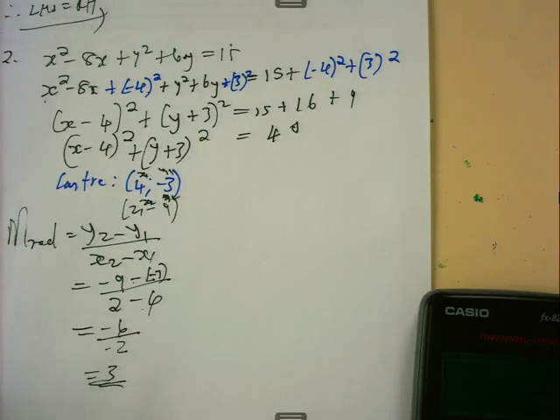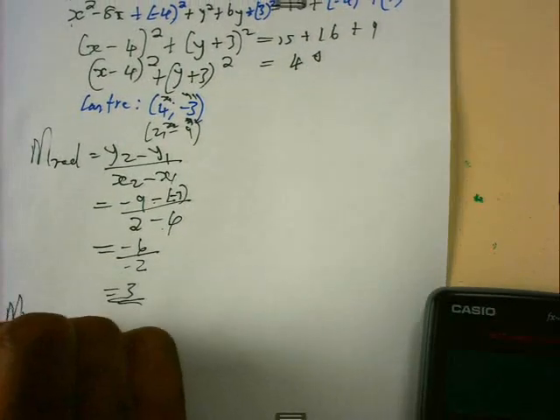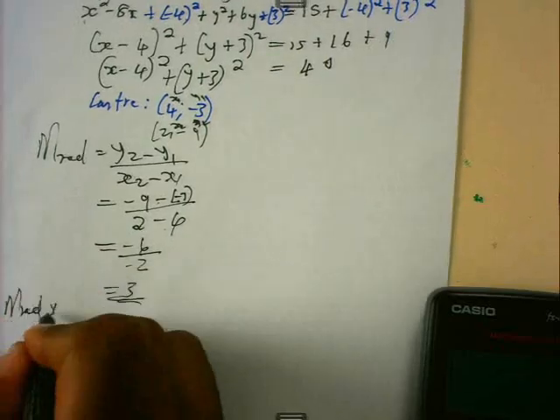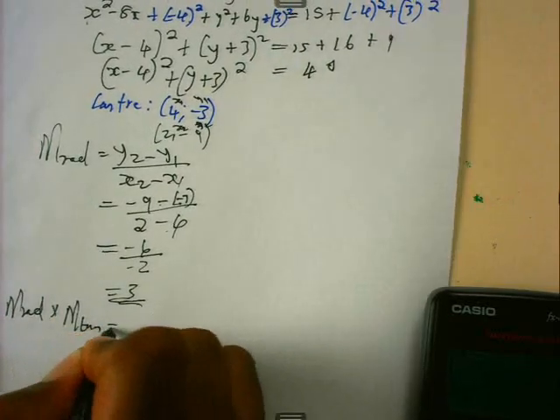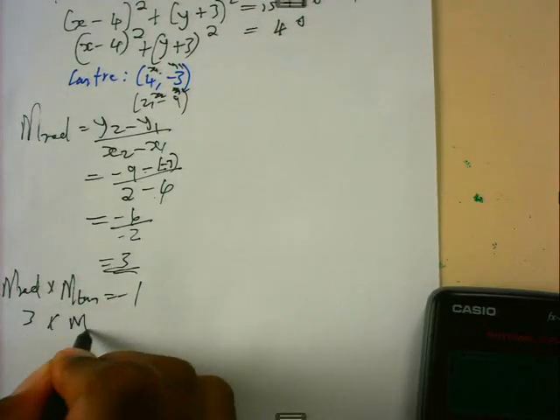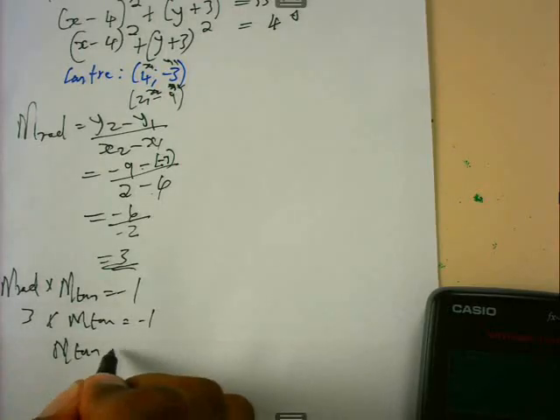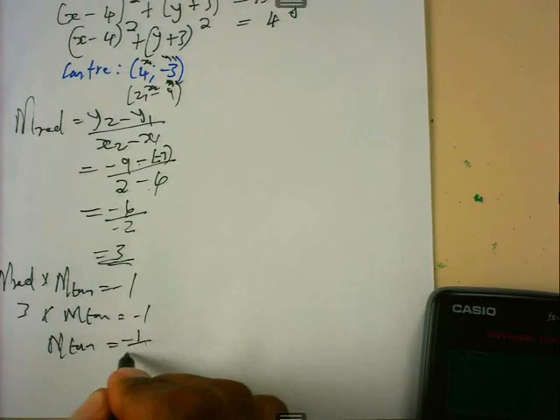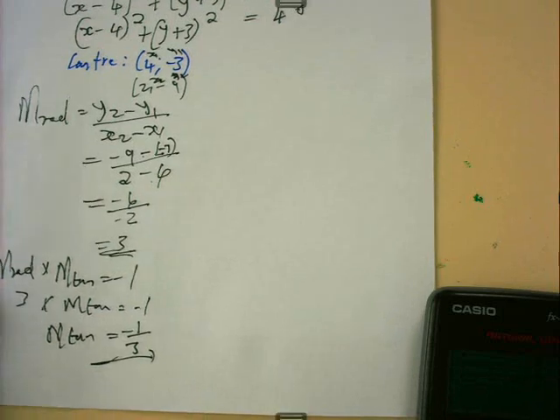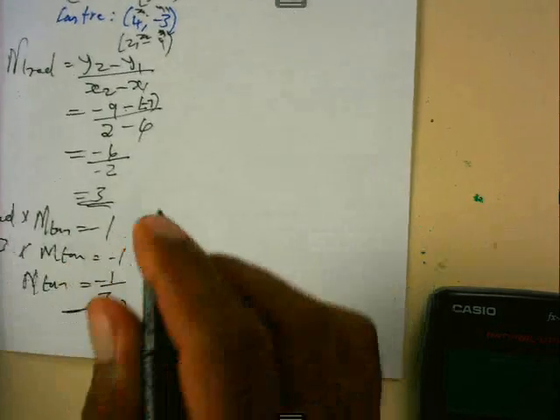Right, now it means we have the gradient of the radius. How do we determine the gradient of the tangent? Of course, you remember m radius multiplied by m tangent is equal to negative 1. You substitute this one here. 3 times m tangent is negative 1. Therefore, you divide both sides by 3. Therefore, m tangent will be negative 1 divided by 3.